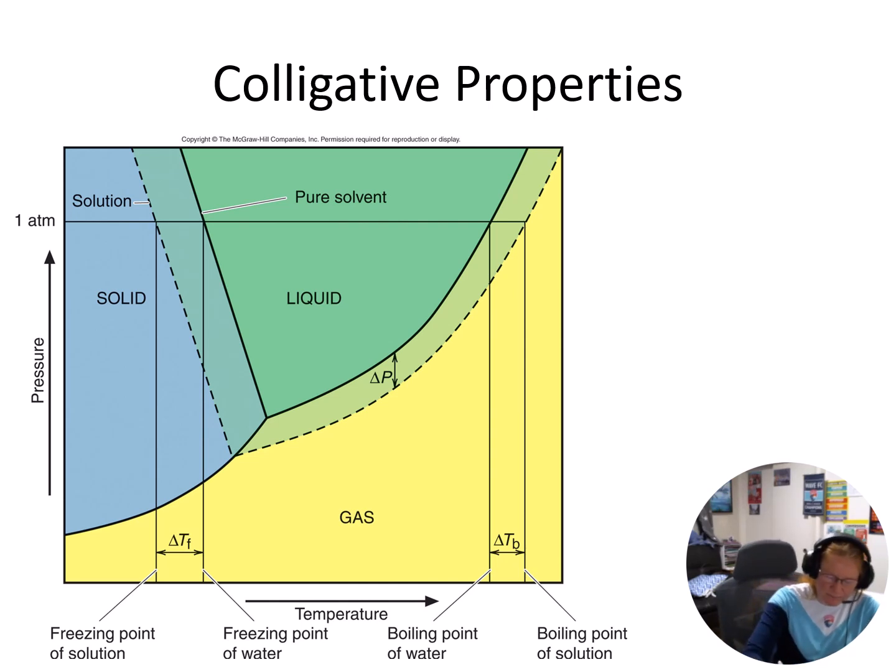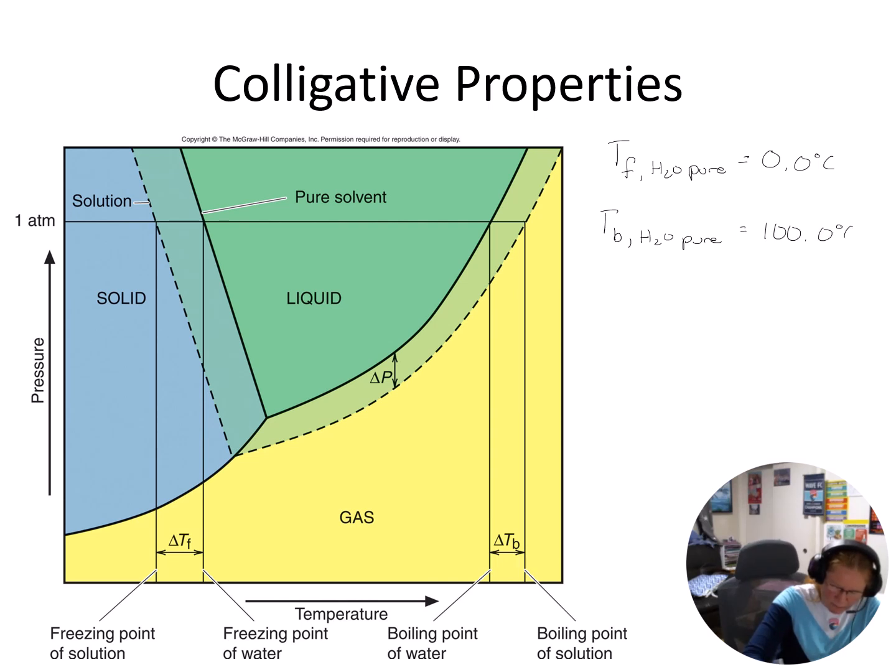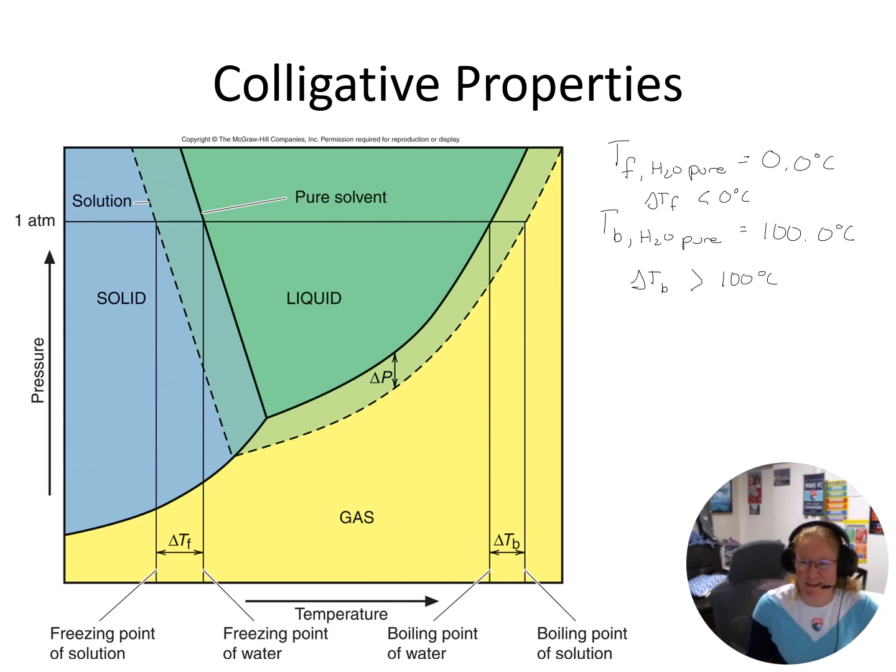All right, so we know we've got a 0 degrees Celsius freezing point, and we have 100 degrees Celsius boiling point of water when it's pure. And so our freezing point goes down. So our delta TF is going to be less than 0 degrees, and our delta TB is going to be greater than 100 degrees. So we calculate the change, and then we add to or subtract from our pure.